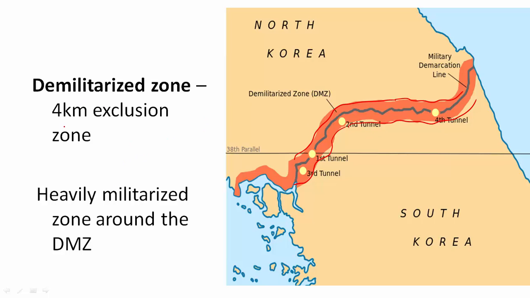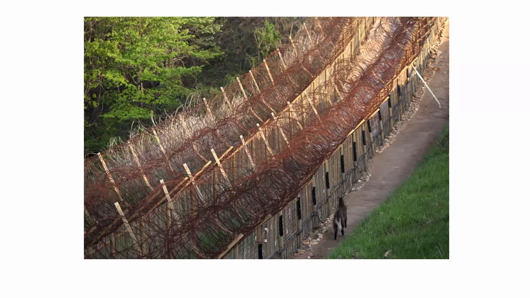As I told you, there is a 4-kilometer exclusion zone, and a militarized zone around the DMZ, that is the demilitarized zone. You can see how much wire is there. They have put up so much wire, and in this 4-kilometer area, no one lives. There is nothing, only wild animals roam here.